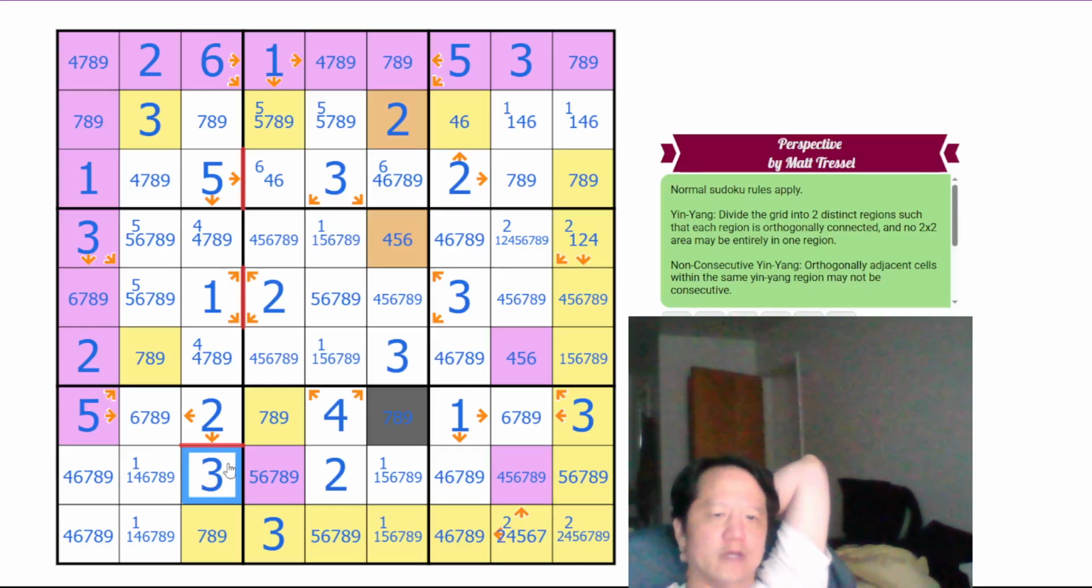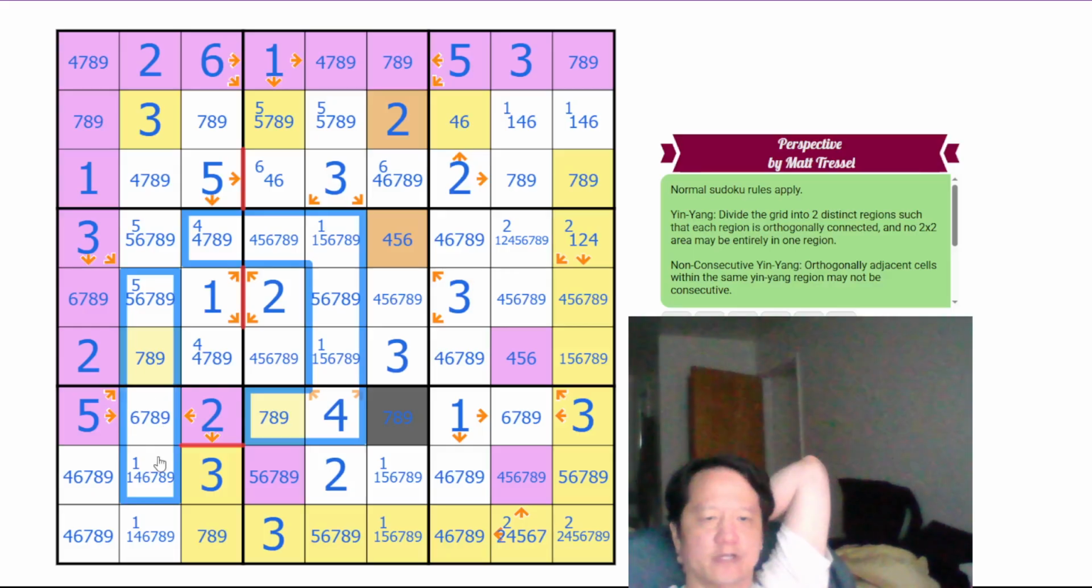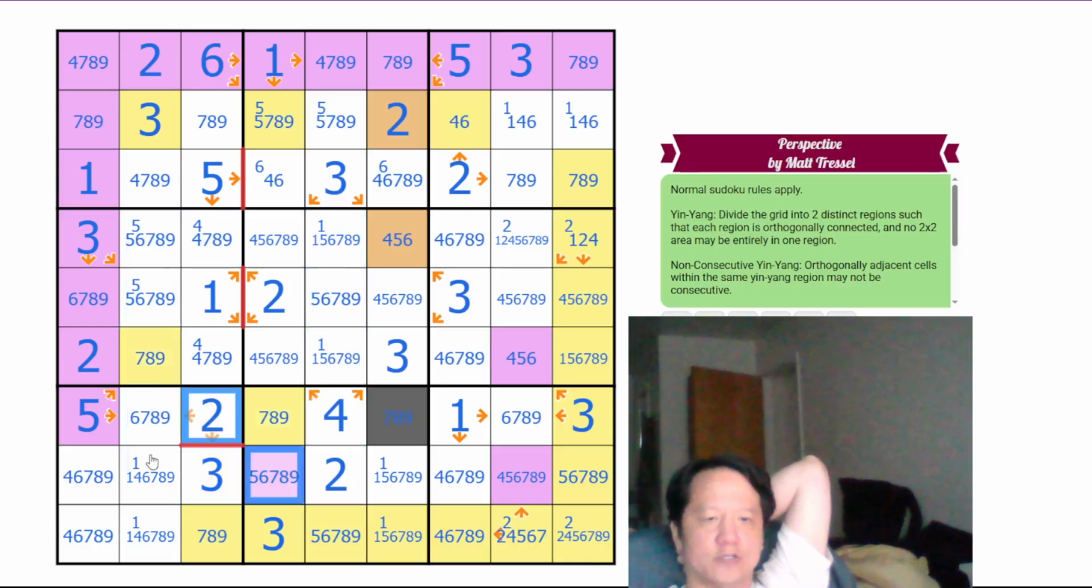That's a problem. If this is yellow, these two would have to be yellow, and then therefore these would have to be pink because these can't be consecutive with each other in the same region. But we know that's a deadly pattern in yin-yang shading, because if these are the opposite shading of this opposite pair, how do you orthogonally connect the pink regions without breaking the yellow regions apart? You can't. Same with the yellow regions, right? It would break the pink regions into two separate regions. So this cannot be yellow, which means this is pink, which means this is yellow.